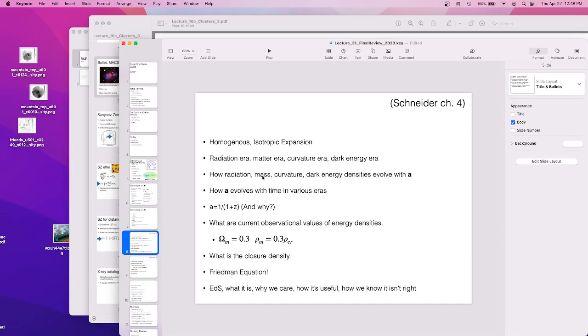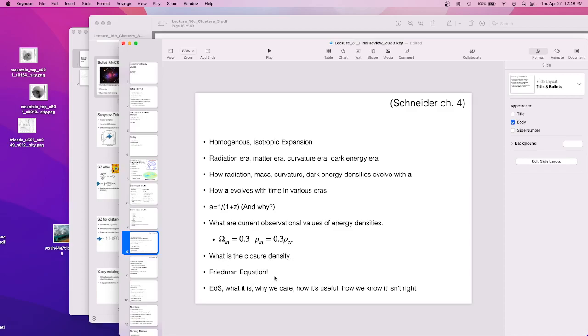Make sure you're familiar with those eras of the expansion, how we see them in math. How radiation, mass, and dark energy evolve with scale factor, how a evolves with time in various eras, the redshift scale factor relationship, these omegas. Why is it omega? What is the critical density? What's the closure density?